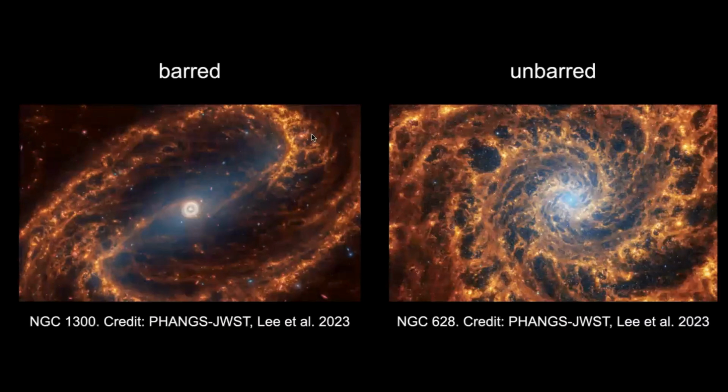Here on the left I show a barred galaxy from the PHANGS-JWST survey of Lee et al. And on the right I show an unbarred galaxy observed in the same survey. On the left you see this elongated structure, which has the shape of a cigar lying in the plane of the galaxy. On the right instead you don't see such a structure. You see a more or less spiral that goes down to the very center. So this cigar-shaped structure is the bar.